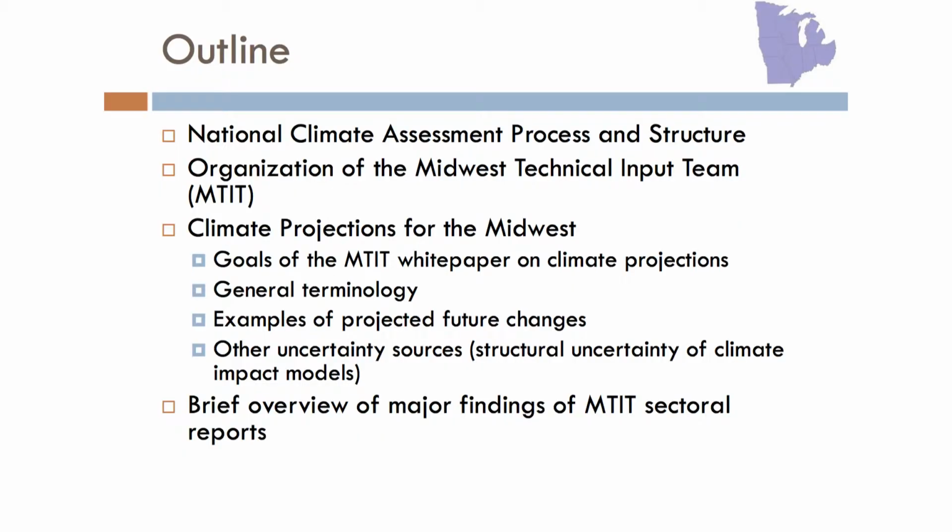So just to give you a bit of feeling about the structure of the U.S. National Climate Assessment so you can see what the role of the technical report was, I'll talk about that first. I then want to talk about the organization of the report. I'm going to talk about projections for the Midwest, and I want to acquaint you with some general terminology, give you some examples, and talk about uncertainty. And then finally, I want to talk briefly about some of the major findings of the sectoral parts of the report.